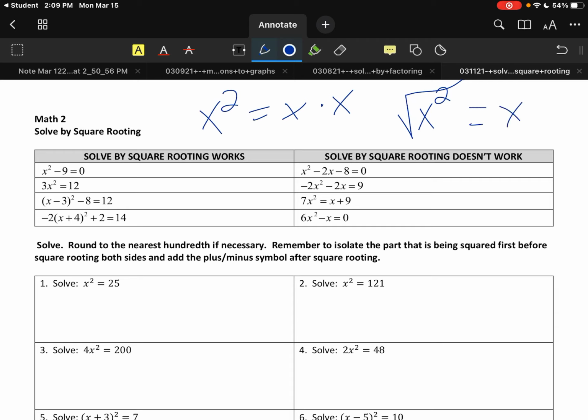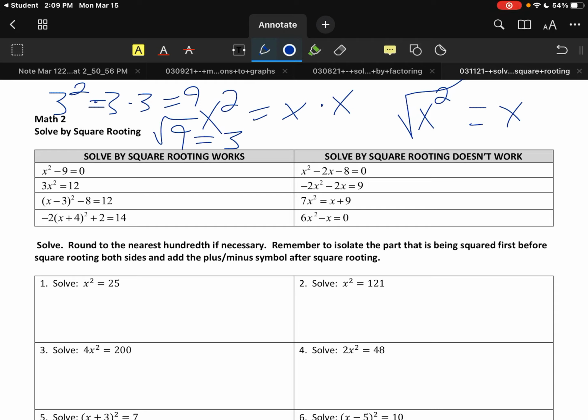Or, if I have 3 squared, which is the same as 3 times 3, which is 9, and I take the square root of 9, that equals 3. Sorry for the bunched upness. So it's like multiplying and dividing, right? They're opposites. You square something, you square root something, those are opposites, okay?